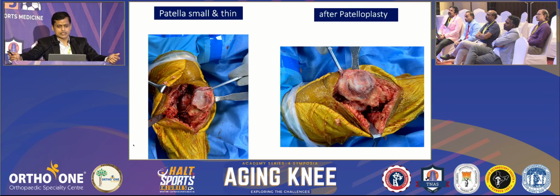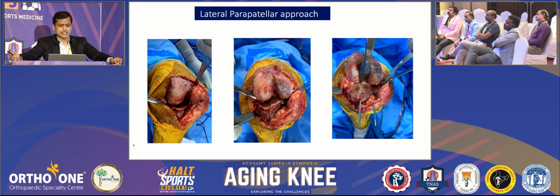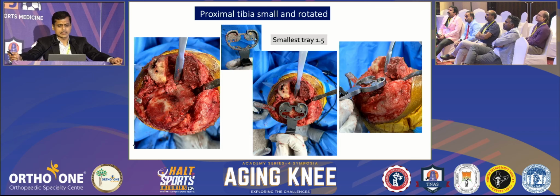Initially, I did a patelloplasty to make sure I'm not damaging the patella during the procedure, because it's a lateral parapatellar approach. Then there is the bone loss, and the proximal tibia was small and rotated. So I had to be very, very careful in the placement of the tibial tray. I selected the smallest tibial tray size, 1.5.